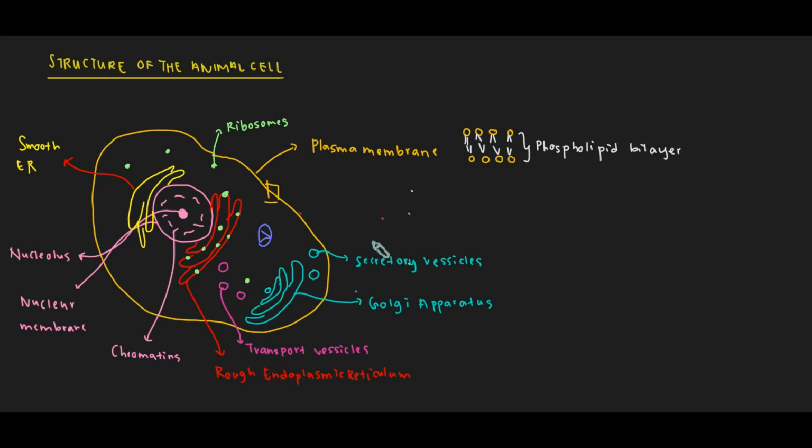And the main function of the mitochondria is for the site of cellular respiration and also the generation of energy. And energy produced by the mitochondria is in the form of adenosine triphosphate, or known as the ATP.